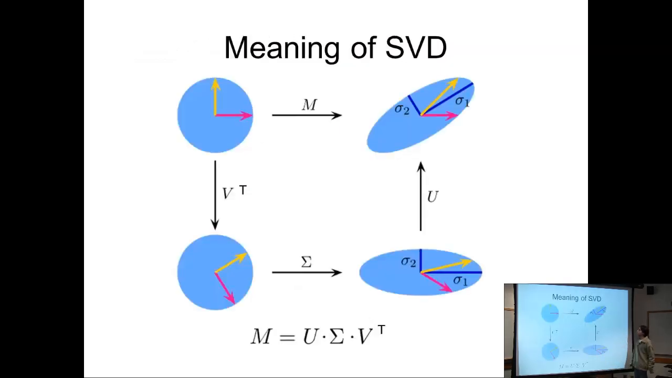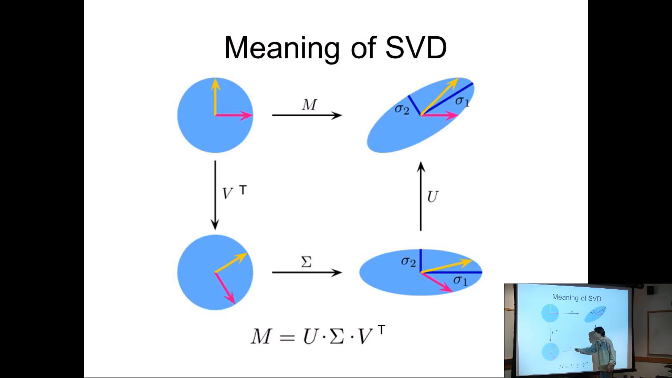The intuition for the singular value decomposition is like this. Let's say we start with a circle whose x-axis points to the right and y-axis points up. V transpose is an orthogonal matrix. It's going to be a rotation matrix, and all it's going to do is just rotate our circle.